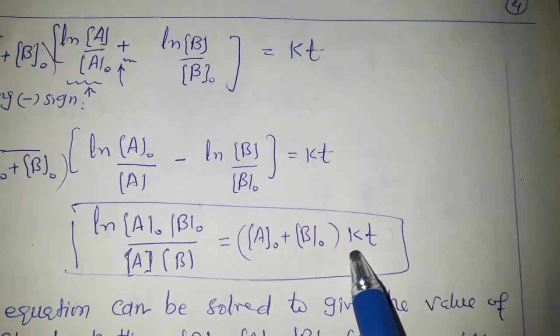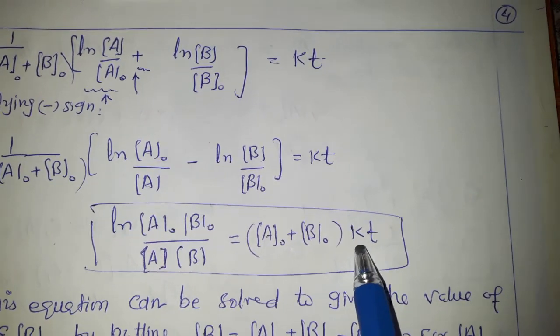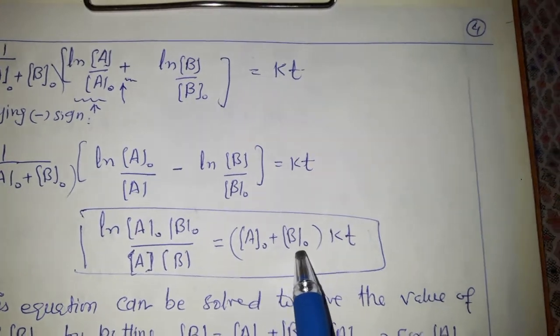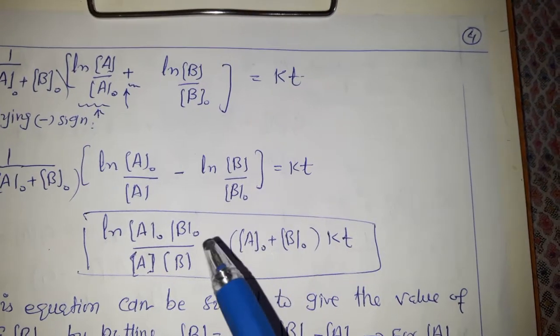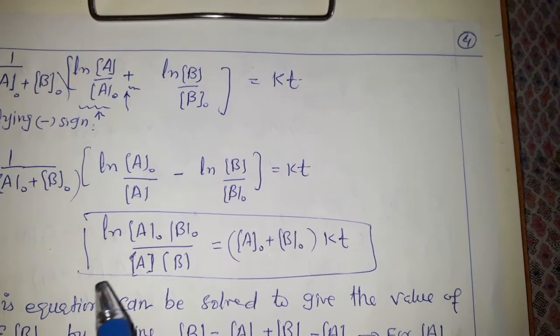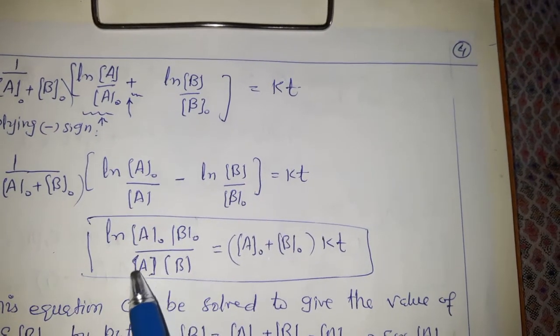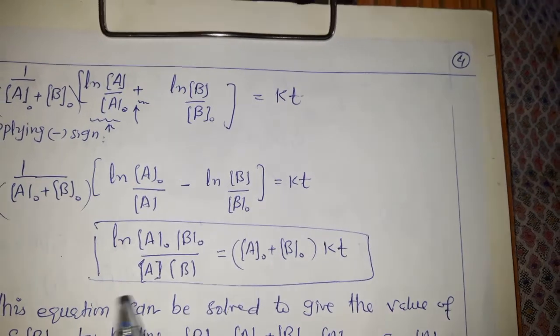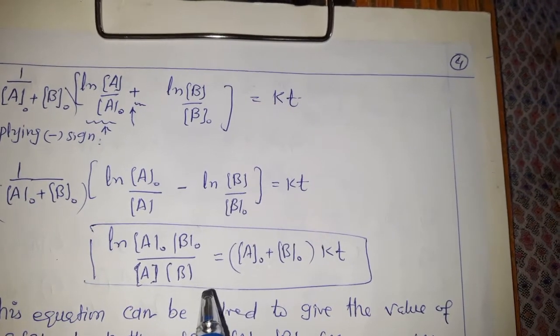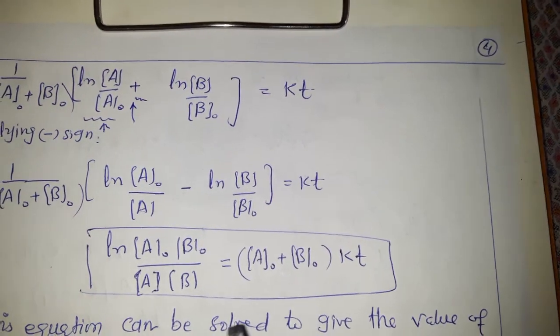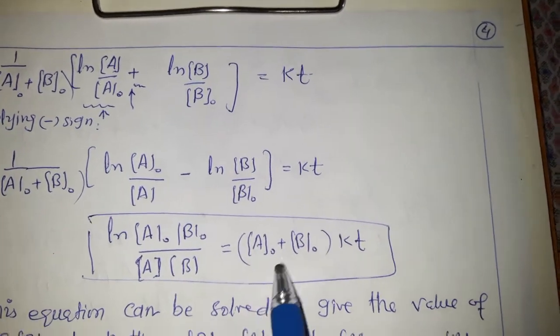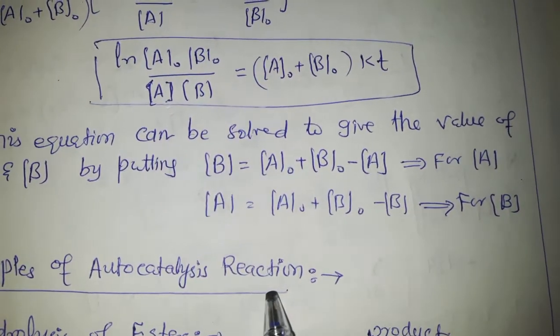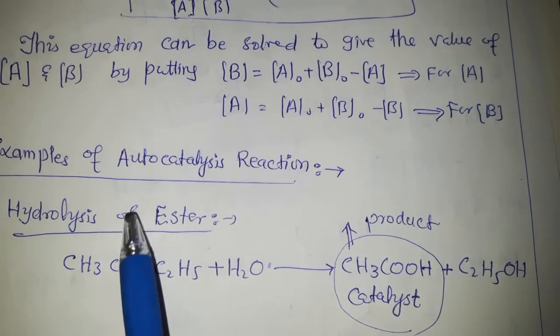In this equation, the value of k is very important. If we put in the initial concentrations A0 and B0, and similarly the concentrations at any time t of A and product B, we can get the value of the rate constant for a particular autocatalytic reaction.